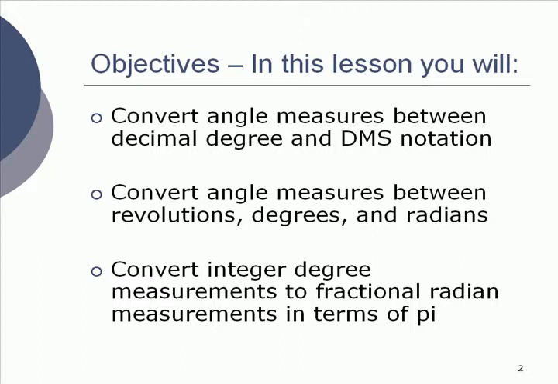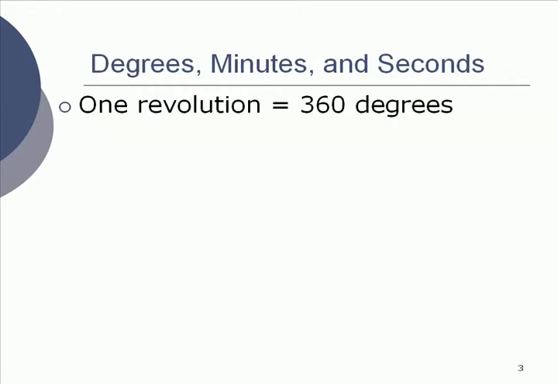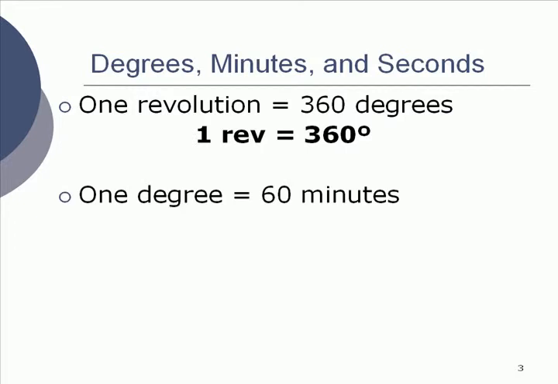Now, first of all, we're going to start out with the degree minutes and seconds work. One revolution is 360 degrees. Everybody knows that. So basically what we know is that we have a conversion factor. One revolution is 360 degrees. We treat that as a conversion factor. We also know that we can take the degree and break it up into 60 parts called minutes. And we have 60 minutes. The symbol for minutes is a single tick mark, similar to the symbol used for feet.